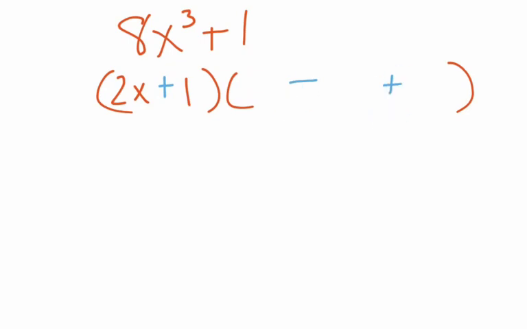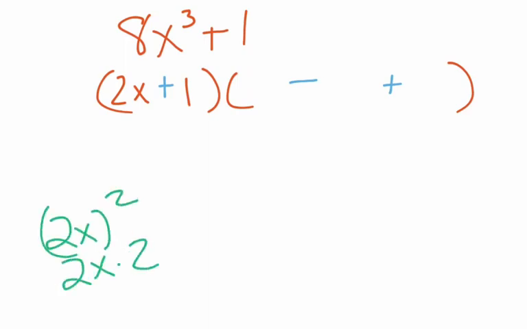Now to get the slices of bread, we need to square it, smush it together. So I'm going to take 2x and I'm going to square it. Now just be careful when you do this. I'll do a little scratch work. 2x squared means 2x times 2x. So you're going to square the 2 and get 4, and then square the x, which is going to give you x squared.